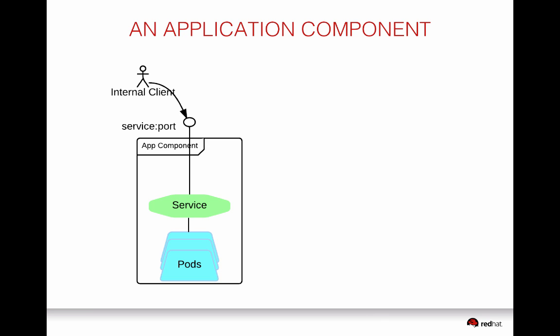you can resolve the service using the internal SkyDNS within OpenShift. So as long as you know the service name, it gets resolved to an IP address given to the service, right? So assume that the client is another application or something that wants to use this service, right? So this whole thing put together is an application component.